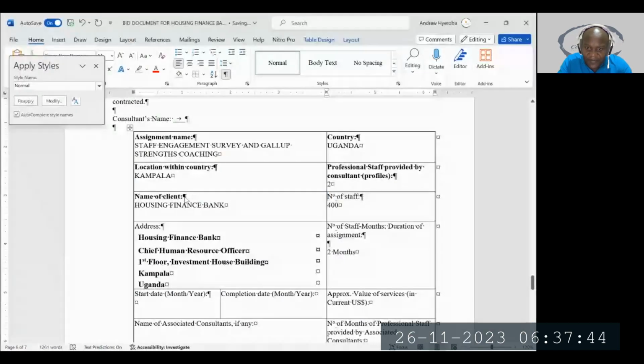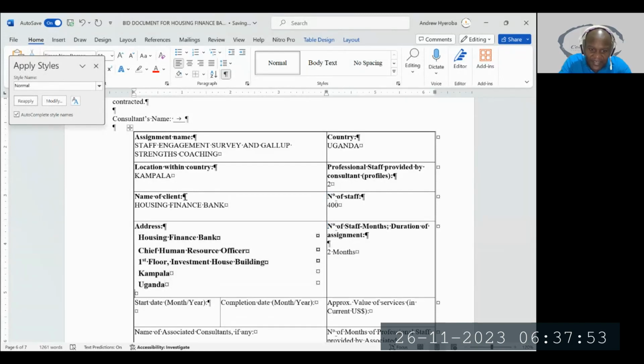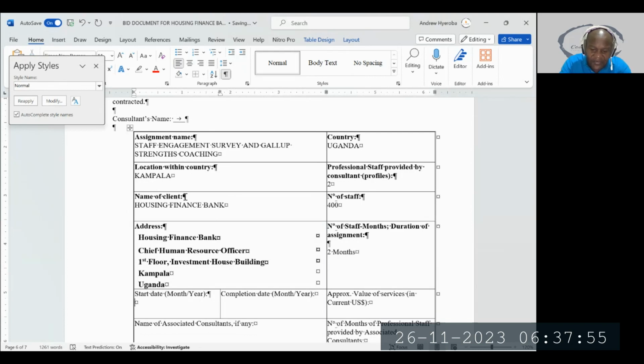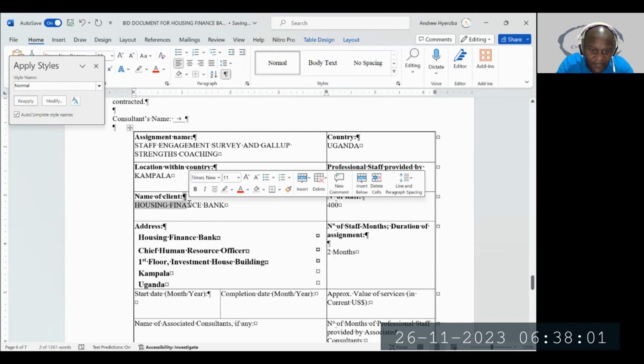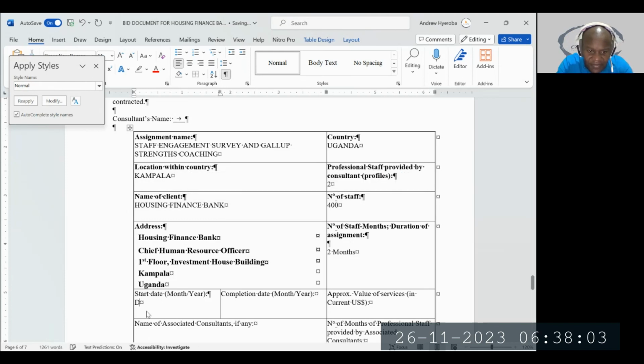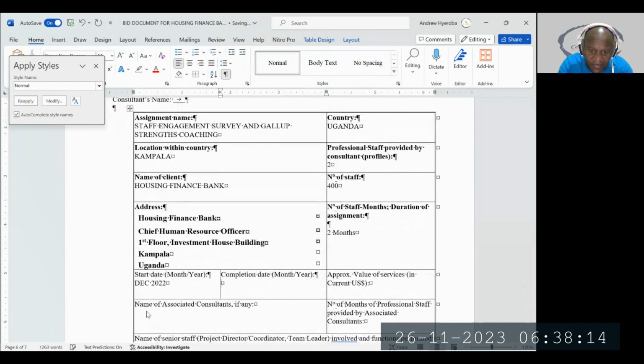Again, most of us, when we're writing bids, have profiles that are different, but these people expect a standard profile. When did we start this? I think it ran from December to January, December 2023 to January 2023. Approximate value of services. Let me give it a rough figure in US dollars.